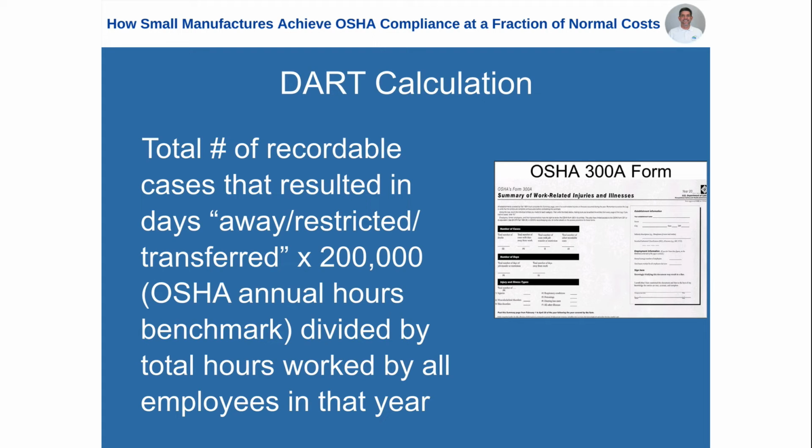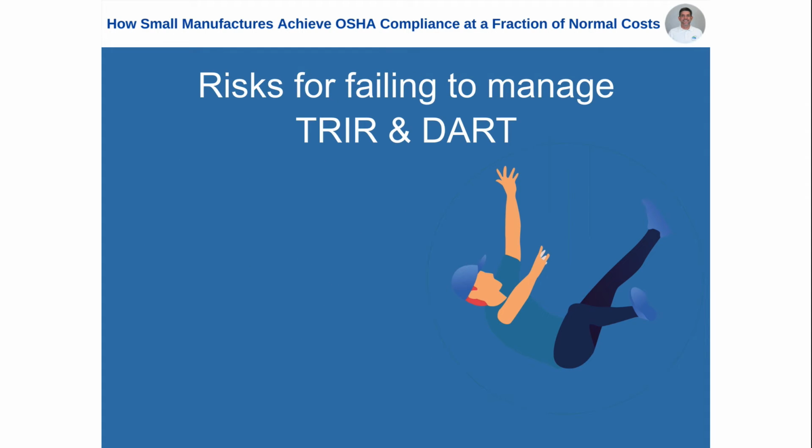So DART's digging a little bit deeper, if you will. It's looking for those injuries and illnesses, those recordable cases that were a little bit more severe, that resulted in days away from work or restricted work activities for that impacted employee. So hopefully that makes sense. That's how it's different than TRIR, which is only looking for the number of recordable cases that happened. All right, so having said that, let's go ahead and talk about the risks that you and your company face for failing to manage TRIR and DART.